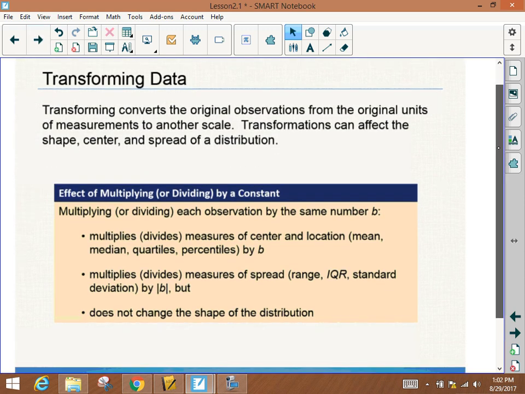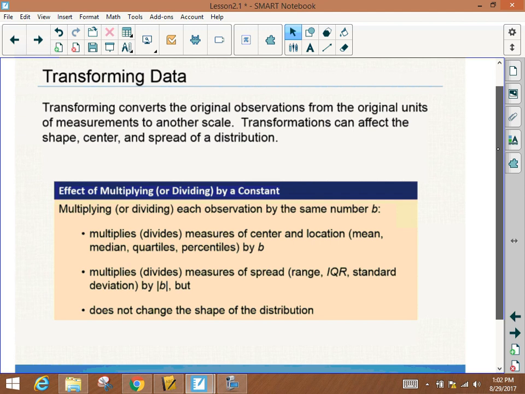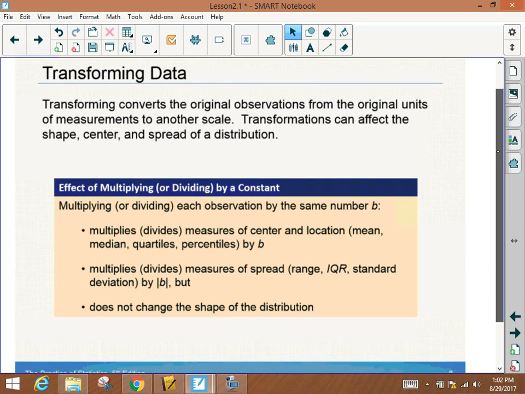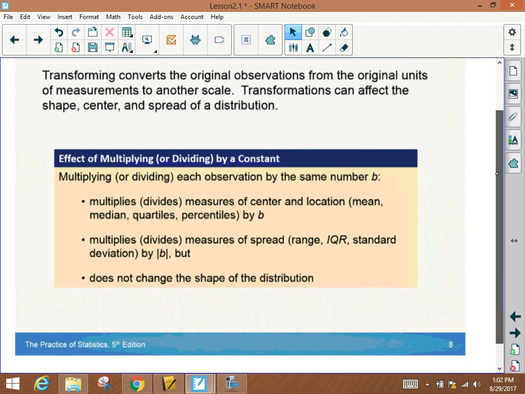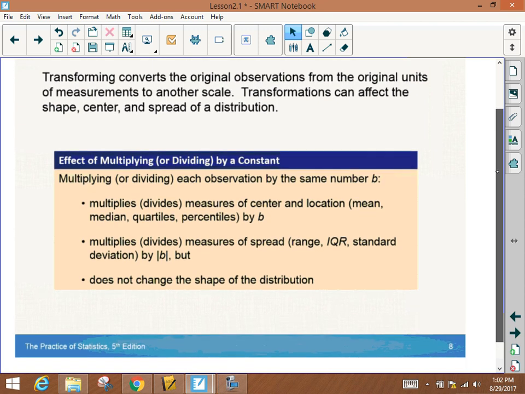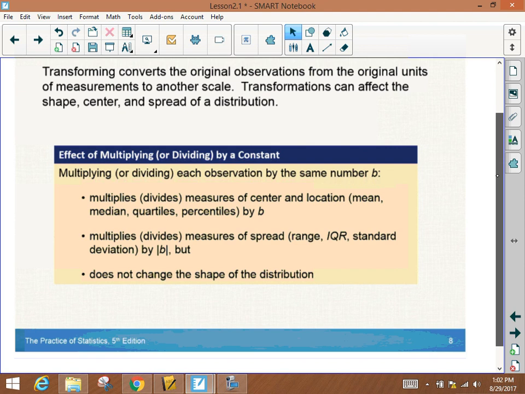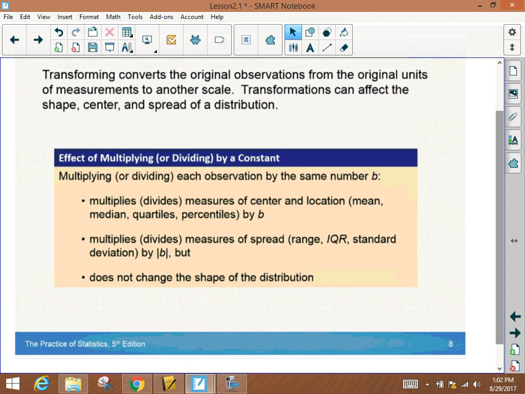All right, something a little different happens when we transform data by using a scale factor. These transformations affect things much differently. So what I mean by a scale factor is we're going to multiply or divide. If we multiply, our scale factor is a whole number. If we're dividing, our scale factor is a fraction or a decimal or some number between 0 and 1.